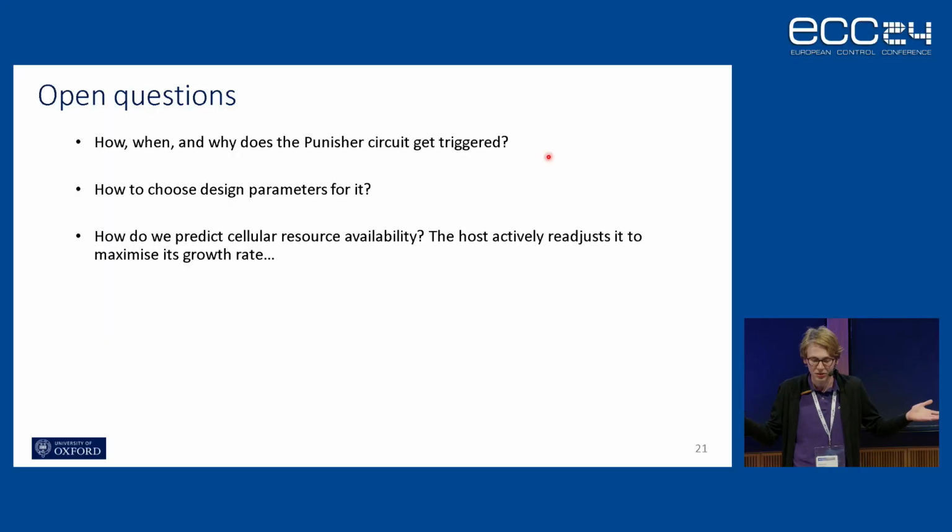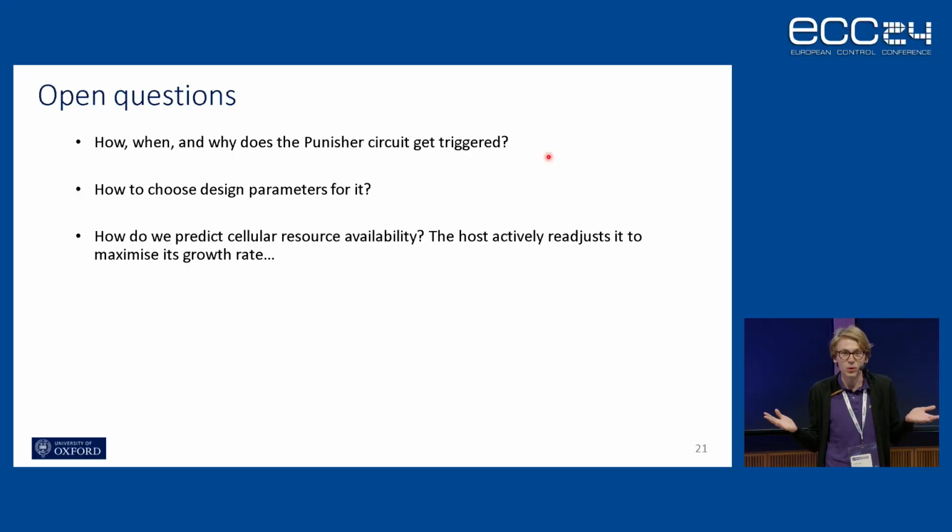Still, I have just outlined the general principle of how it should be working, but I haven't explained how, when, and why the switching will occur within the Punisher. And even if we knew that, we would still need to pick the design parameters for this kind of circuit. Predicting all that, and predicting resource availability, is really complicated, because besides the competition that we discussed, there's a whole bunch of other factors influencing resource pool size.